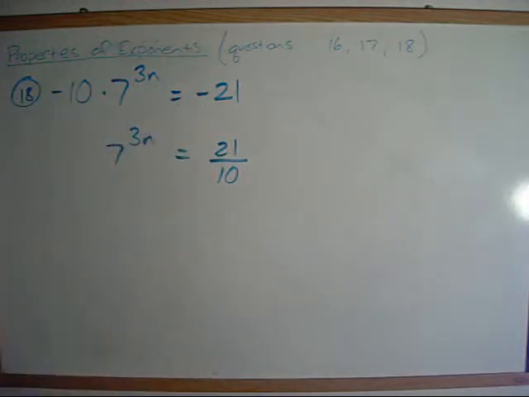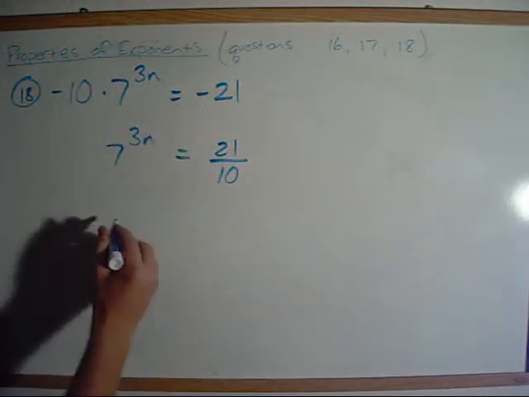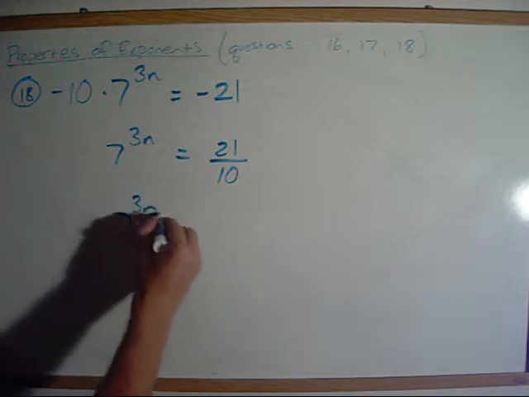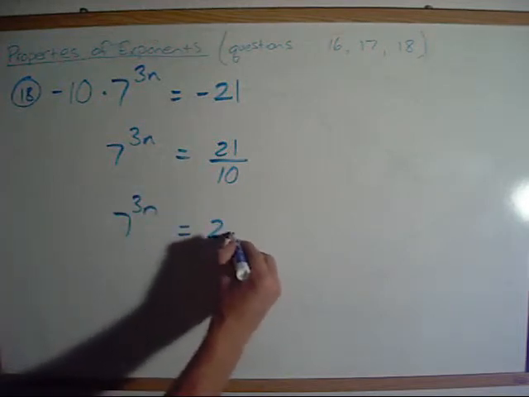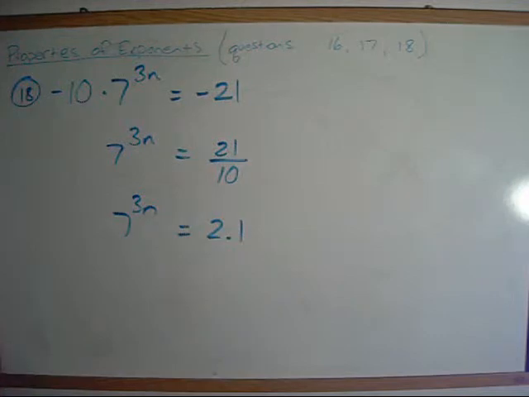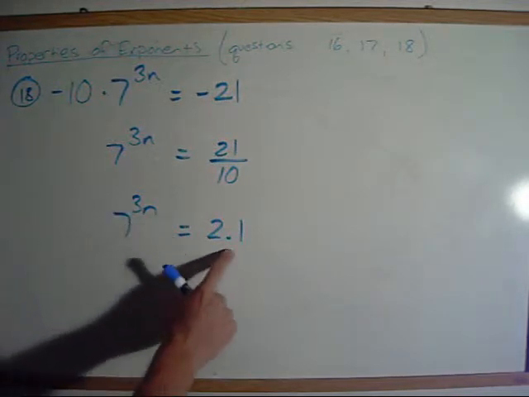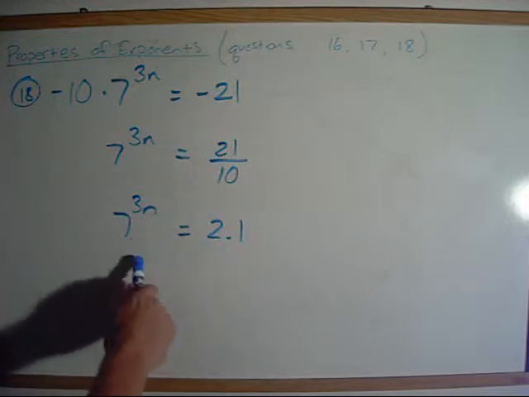A negative and a negative will make that a positive, and for our purposes, we can even think about this equation right here. We divide that by 10. We get this relationship, 7 to the power of 3 times n equals 2.1. So let's think about this relationship right here.